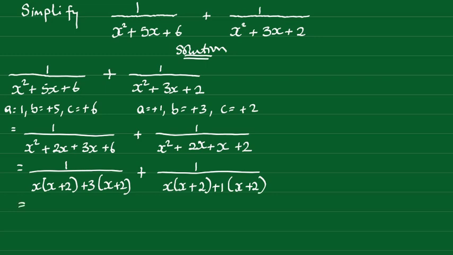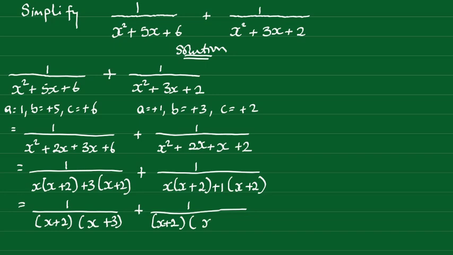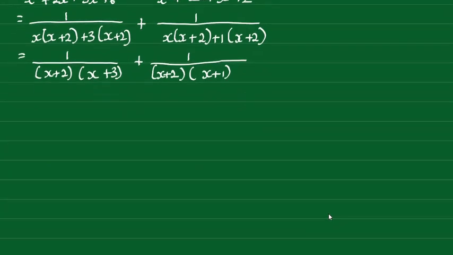Now, proceeding further, we have 1 divided by bracket open x plus 2 bracket close, bracket open x plus 3 bracket close, then plus 1 divided by bracket open x plus 2 bracket close, bracket open x plus 1 bracket close. Now we proceed to apply the principle of LCM to our resulting denominators. Therefore, our LCM becomes bracket open x plus 1 bracket close, bracket open x plus 2 bracket close, bracket open x plus 3 bracket close.